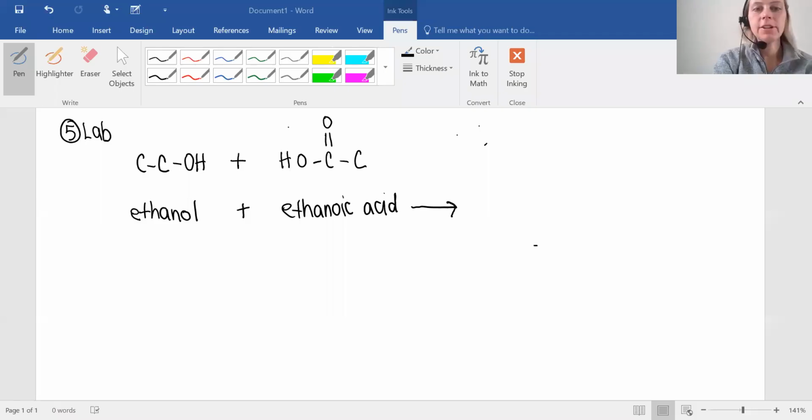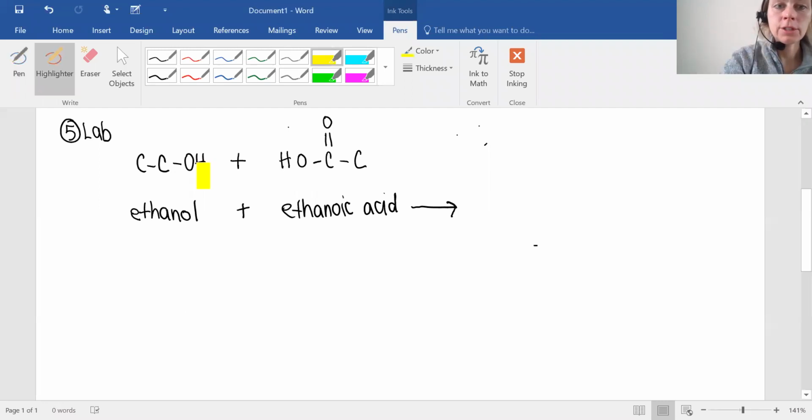All right, so we have ethanol and ethanoic acid. The acid is the carbonyl and the OH. Remember that in your OH group, the O is bonded to that carbon, and the hydrogen is bonded to that oxygen. And what happens in dehydration synthesis, recognize that you have an alcohol and you have an acid.